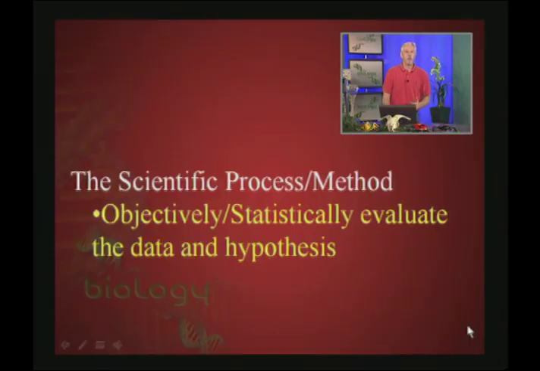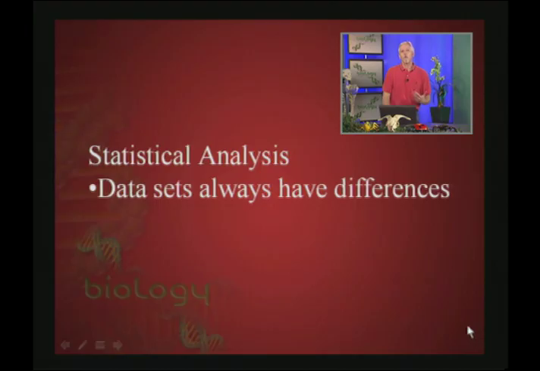Now, getting back to statistical evaluation. When we look at data sets, say an experimental and control group, or just any data sets, there's always going to be a difference between them. For example, if I were to compare the height of one class to the height of another, they're not going to have exactly the same average height. There would be a slight difference there.